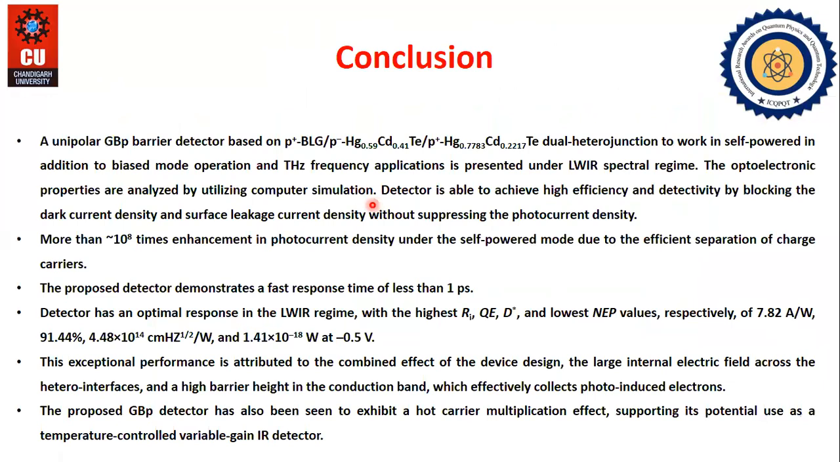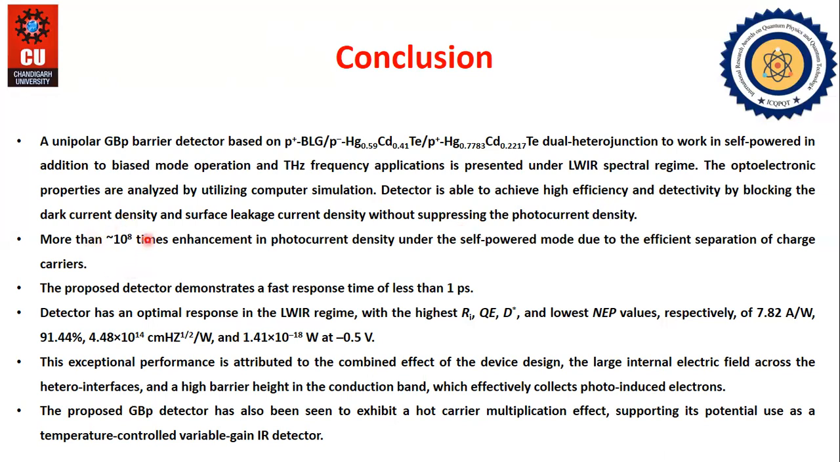At last, in the conclusion, in this work, a unipolar graphene barrier and active layer device has been designed to work in the self-power mode in addition to the bias mode operation and terahertz frequency application in the long wavelength IR spectral region. The optoelectronic properties are analyzed by utilizing computer simulation, and it has been found that the obtained dark current density is in close agreement with the analytical expression. And the detector is able to achieve high efficiency and detectivity by blocking the majority carrier current density and surface leakage current without suppressing the photocurrent density.